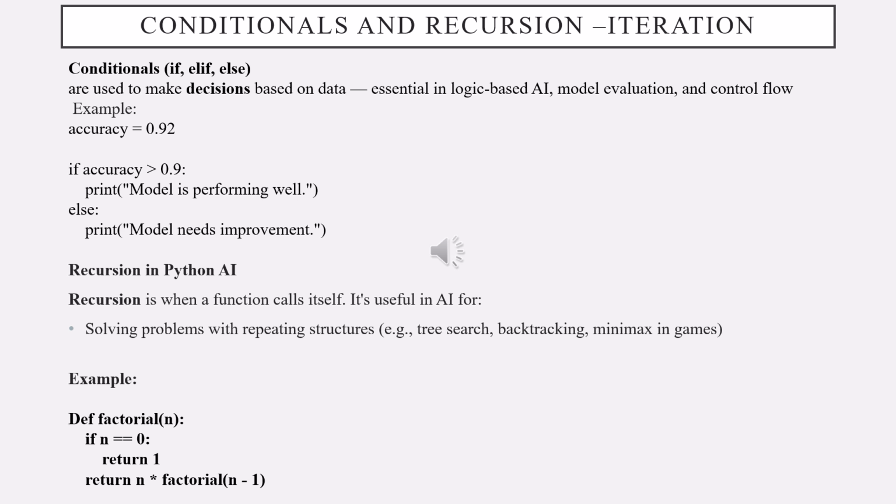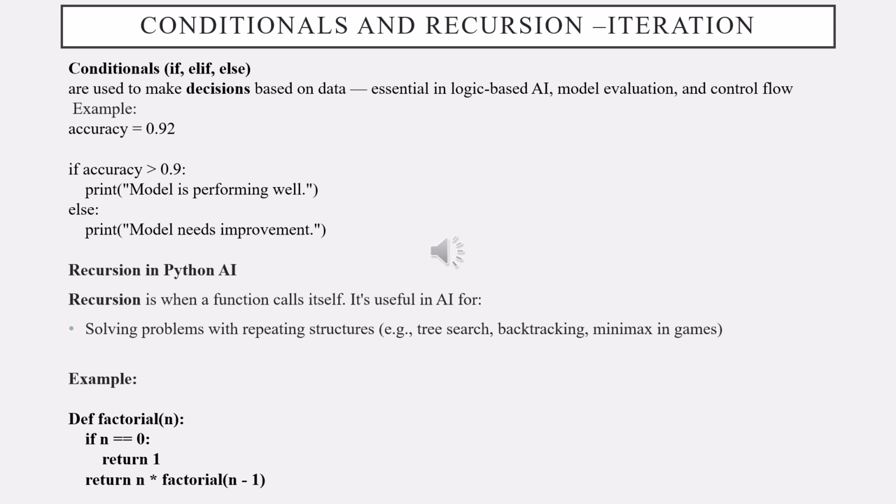The next topic is conditionals and recursion. Conditionals you already know from C++, where you learned about if and else statements. Like that, Python gives simple examples to solve programs with conditions. Conditionals are used to make decisions based on data, essential in logic-based AI model evaluation and control flow. The example given: accuracy is 0.92. If accuracy is less than 0.9, the model is not performing well; else print the model needs improvement. So there are three keywords you use in conditional problems: if, elif and else.